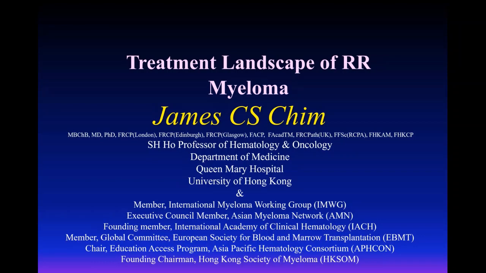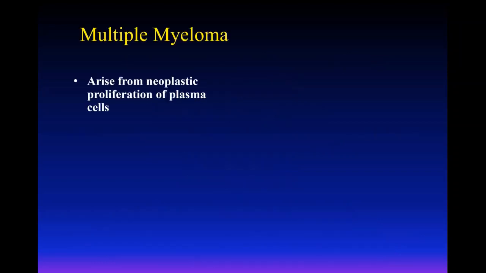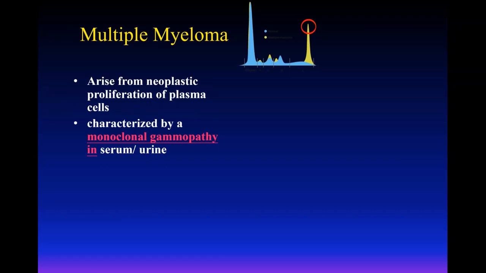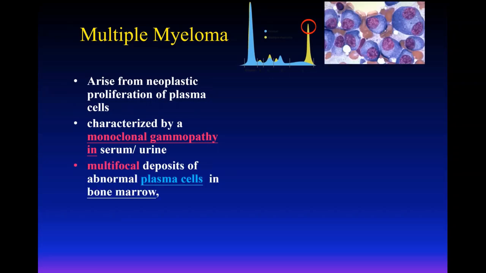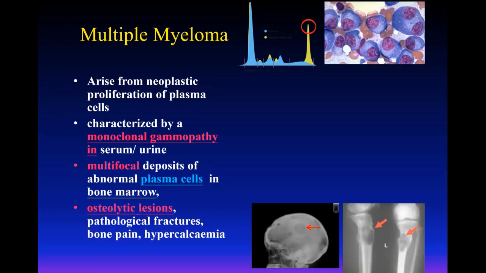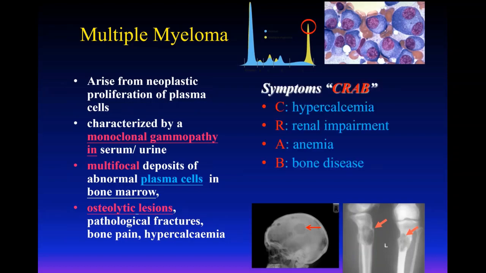First of all, what is multiple myeloma? Myeloma arises from the clonal proliferation of plasma cells, characterized by the presence of monoclonal protein in the serum and urine. It is associated with multiple deposits of plasma cells inside the bone marrow, as well as pathological fractures and hypercalcemia, sometimes summarized in the acronym CRAB: C stands for hypercalcemia, R for renal impairment, A for anemia, B for bone disease.